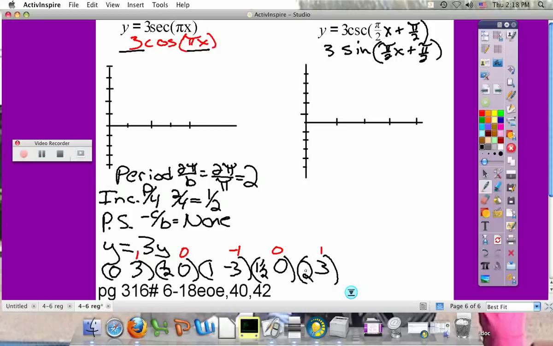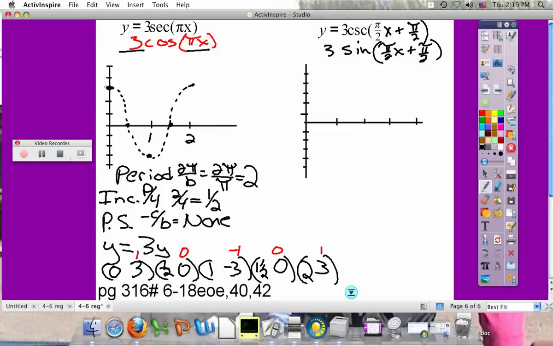Now remember when you graph this though, you want a dotted version, don't you? So we got to go all the way out to 2, all right, 1 and 2. So at 0, we're at 3. At 1/2, we're at 0. At 1, we're down to -3. At 1.5, we're back to 0. And at 2, we're back to 3 again. So my graph looks like this. That's the cosine version, but you really don't want the cosine version.